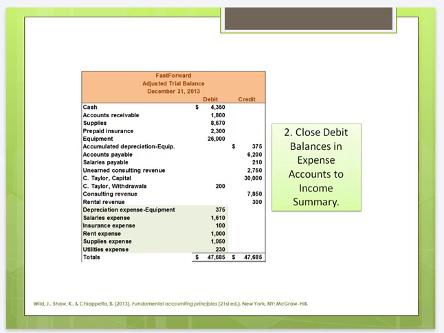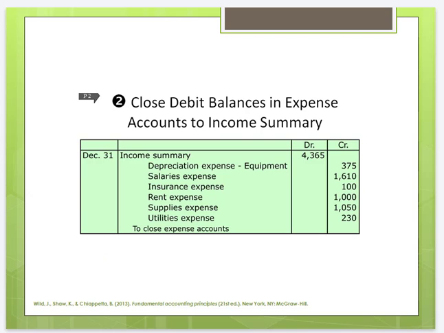We'll follow a similar approach for our expenses. We'll note here that expenses carry a debit balance. Therefore, in order to close our expense accounts, zero them out, we will need to record a credit. In this entry, we record a credit to each of our expense accounts based on their current balance. The total debit goes to the income summary.